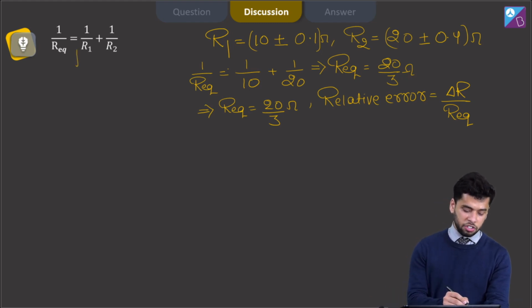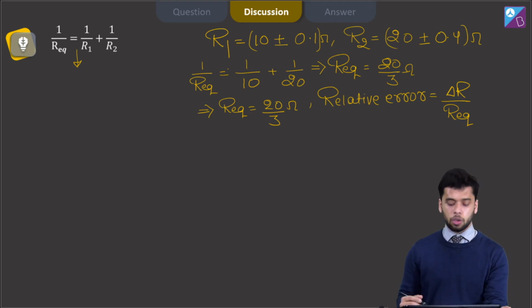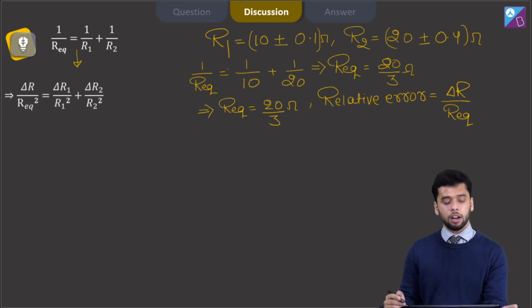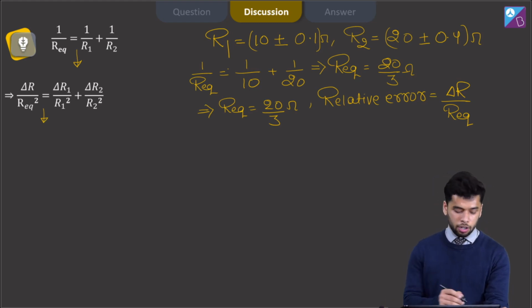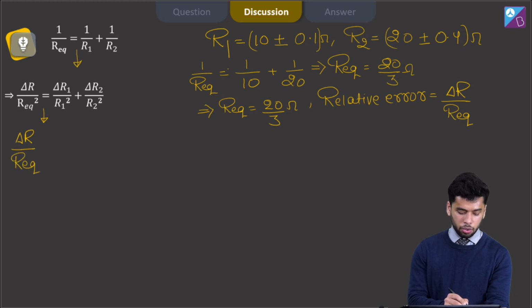Now let us differentiate this equation. So as we differentiate this equation, we'll get delta R upon R equivalent square is equal to delta R1 upon R1 square plus delta R2 upon R2 square, right? Now multiply both sides by R equivalent, so we will get delta R upon R equivalent is equal to R equivalent into delta R1 upon R1 square plus delta R2 upon R2 square, right?